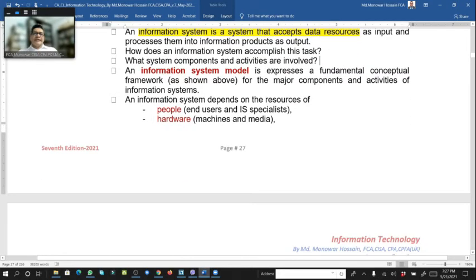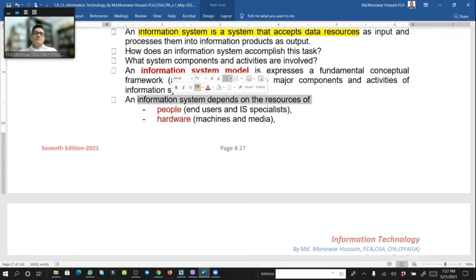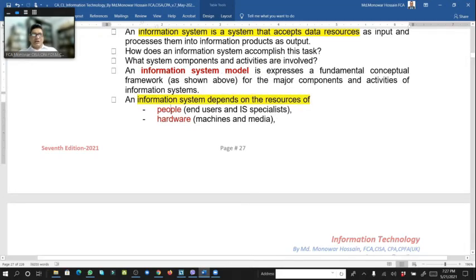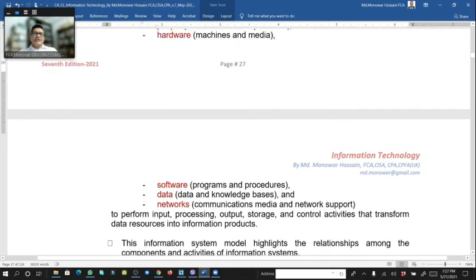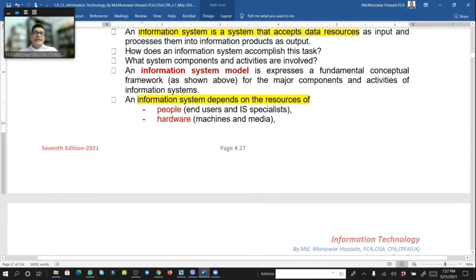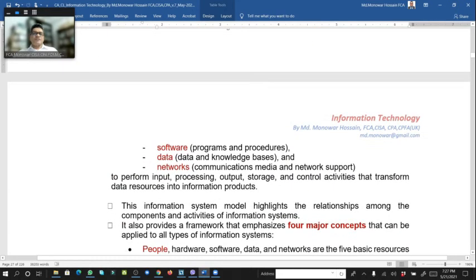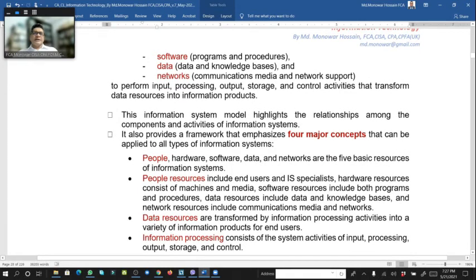So we can say that the information system depends on the resources of people, hardware, software, data, and network. People means end users and information system specialists; hardware means machines and media; software means programs and procedures; data means data and knowledge bases; and network means communication media and network support, to perform input, processing, output, storage, and control activities that transform data resources into information products.